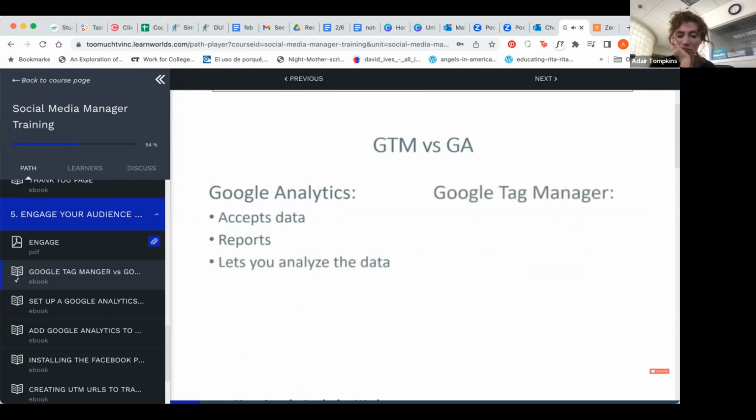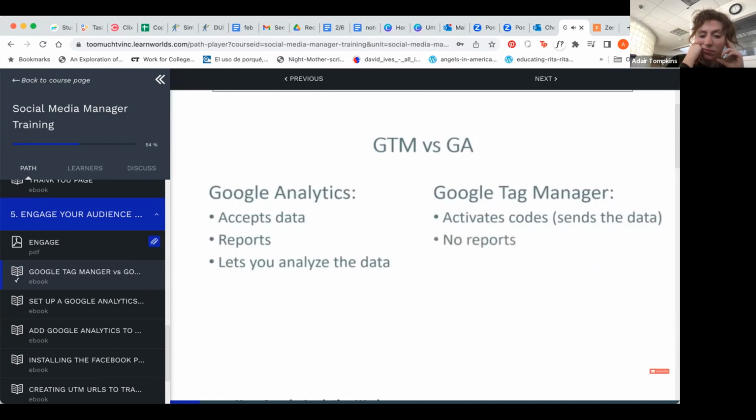Now, Google Tag Manager serves a different purpose. GTM activates the codes that send the data to tools like Google Analytics, Facebook Pixel, maybe somewhere else. Then Google Tag Manager has no reports because Google Tag Manager is not a reporting tool. It is a tool that helps you send data to some other marketing and analytics platforms. That's why GTM is part of the data collection process, not of data analysis.